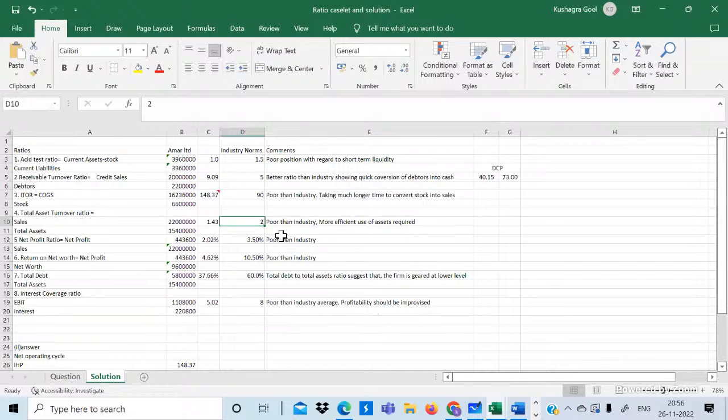So this is an efficiency ratio or a turnover ratio. So it's not at par with the industry. Efficiency is not that great. There's some problem as far as efficiency is concerned. Any doubt with the total asset turnover ratio? Any questions till here? Okay, and let's look at the next one.